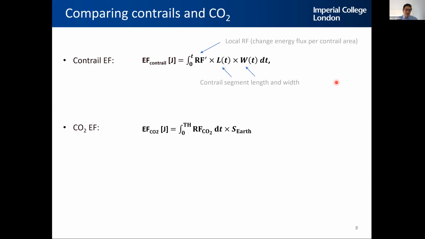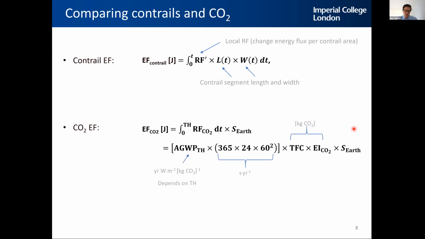And we want to compare that to the energy forcing of CO2. Now, CO2 has much longer lifetime in the atmosphere of several hundred years. So in order to do that, we take a similar approach, but we use the absolute global warming potential over a given time horizon. So that's what TH is, a time horizon. And for the results presented in this presentation, I've taken a time horizon of 100 years, but we also show the sensitivity to taking a time horizon of 1,000 years. If you go to a longer period of time, then clearly the impact of CO2 becomes dominant over the impact of contrail.